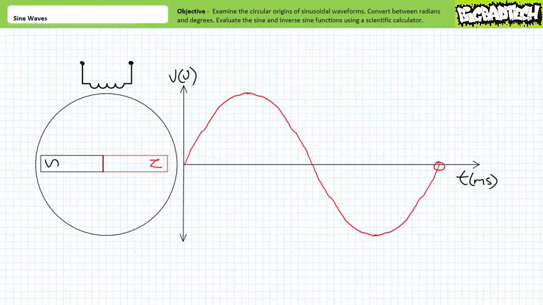In conclusion, this lecture examined properties of both circles and sine waves. We learned the significance of radians and degrees and learned to convert between these two positional measurements. We examined circular origins in the sine wave and learned to calculate the sine function at different angles. Additionally, we learned how to perform both the sine and inverse sine function using a scientific calculator.